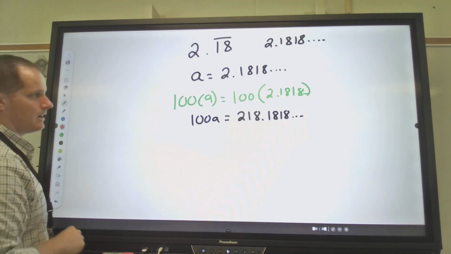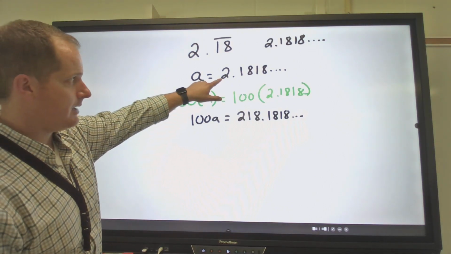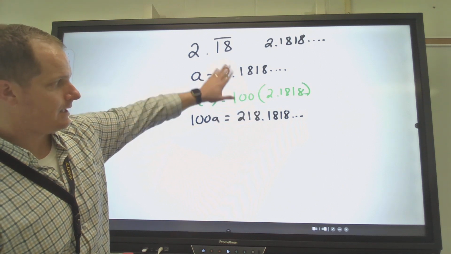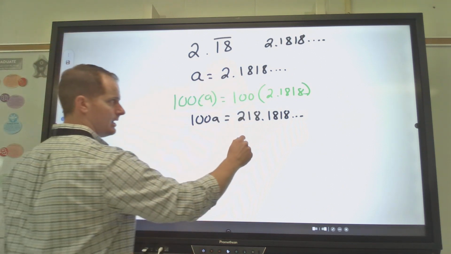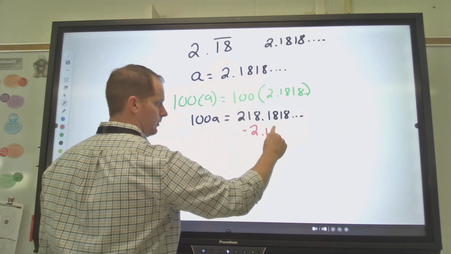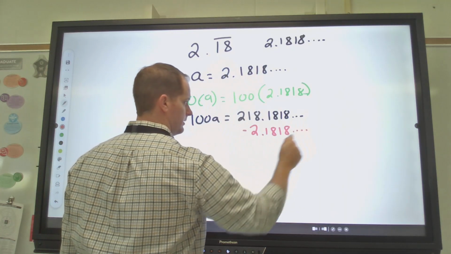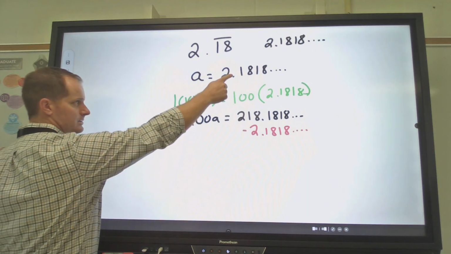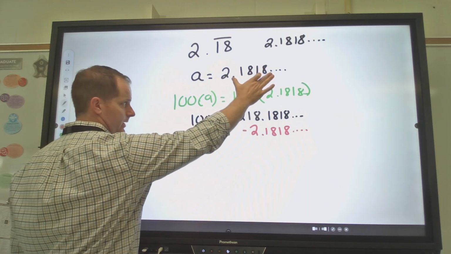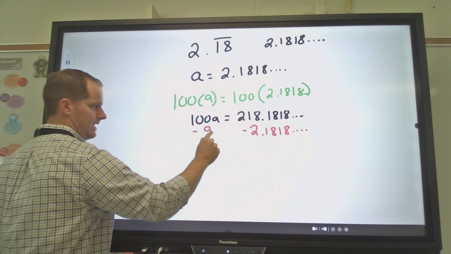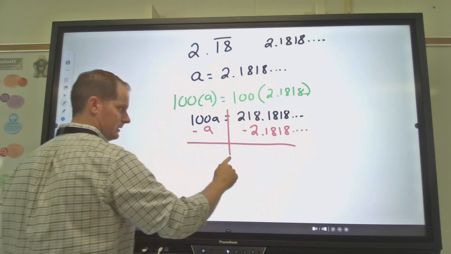We're going to subtract out our original amount because, again, we want to try to get it so that we only have our 0.18s to cancel out. On the right side, we're going to subtract out A, which is in fact 2.1818. Do the same thing to the other side, and again, we can't necessarily subtract this specifically the way it looks from 100A because they're not like terms. We're going to subtract out the A, which again is equivalent.